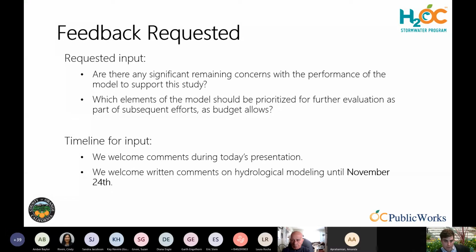We'd like to hear any comments you have today. We'll take notes and we'll develop responses to those. We also, over the next week and a half, if you have any written comments you'd like to follow up on, we will take those until the 24th. And we have, at the end of the presentation, some guidance about how to submit those. You can, of course, just email them to Amanda, but there's also an opportunity to submit them through the website.